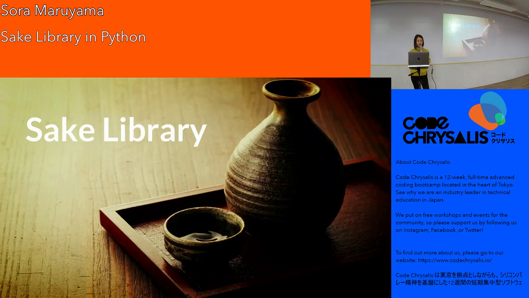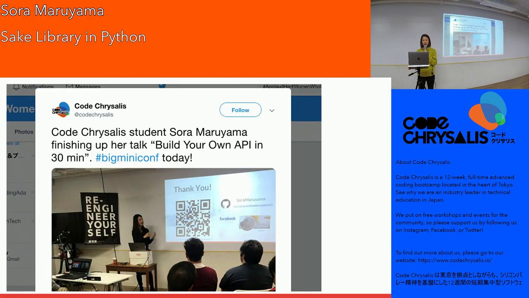Okay. So going back to my app, I built a Sake library. This is a public API. The idea behind it is very simple. I wanted to build a public API. And I have given a tech talk about building your own API in 30 minutes. So I spent 1 month thinking about why you would want to build one public API and what would qualify me to build one.